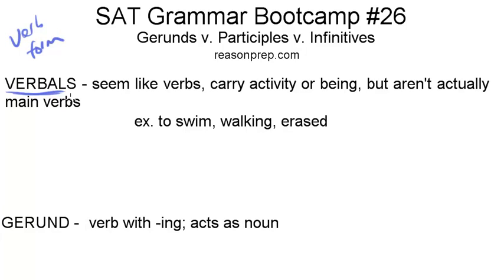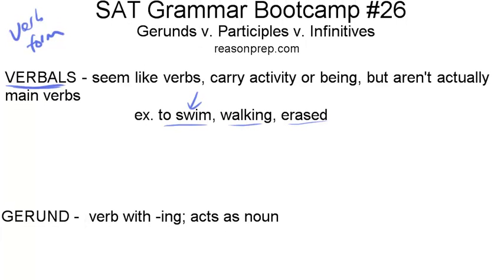So examples would be verbals like to swim, walking, and erased. We'll talk about what these are in a second, but note that these words look like verbs. In fact, to swim is the infinitive version of swim, but I can't say something like I to swim today, right? Or I can't say I walking today. That creates fragments, as we've seen in the fragment video. So let's look at the three major kinds of verbals here. We have gerunds, participles, and infinitives.